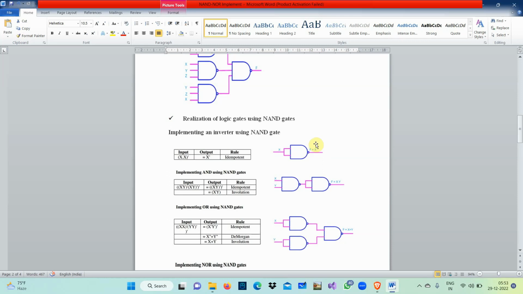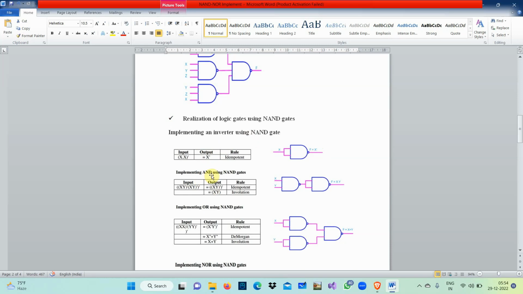This is the NOT gate, or the inverter, using the NAND gate. I am using the same NAND gate and giving one input, converting it into an inverter, or a NOT gate. Clear? Now the implementation of AND using a NAND gate. First I implemented a NOT gate using the NAND gate. Now I am going to implement an AND gate using this NAND gate.